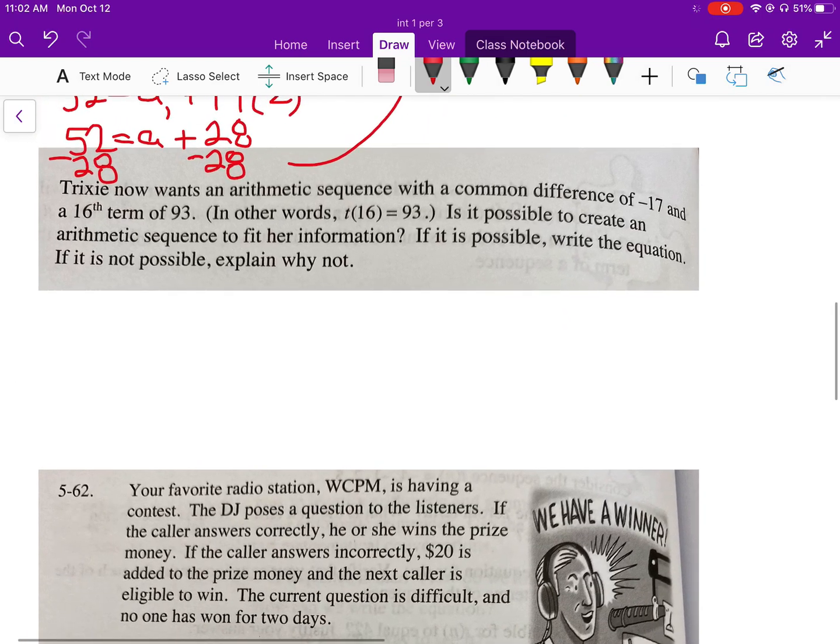Wants an arithmetic sequence with a common difference of negative 17. So D is equal to negative 17. And the 16th term to be 93. So that means A sub 16 equals 93. Would you agree with that? Yes.